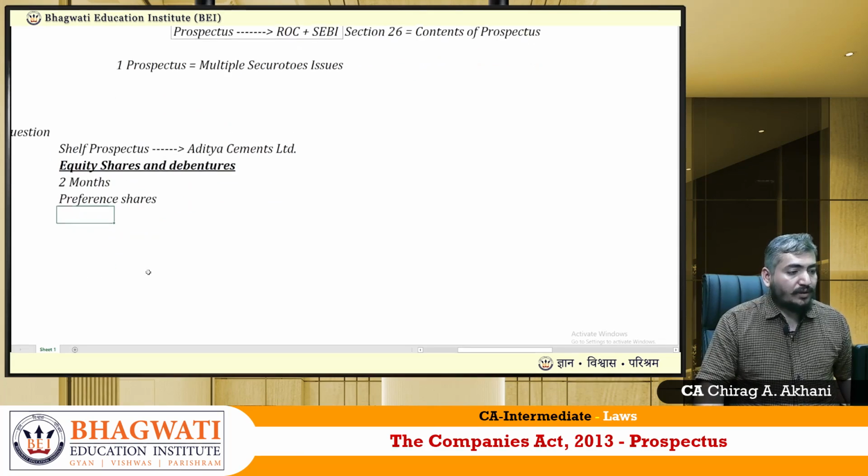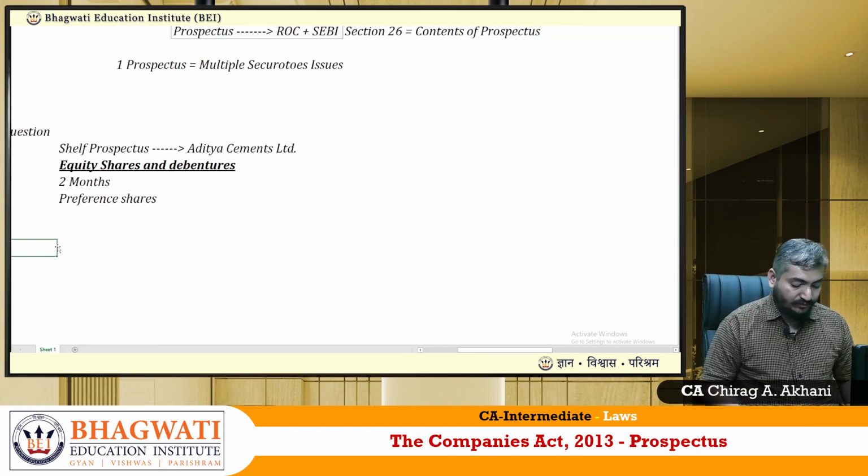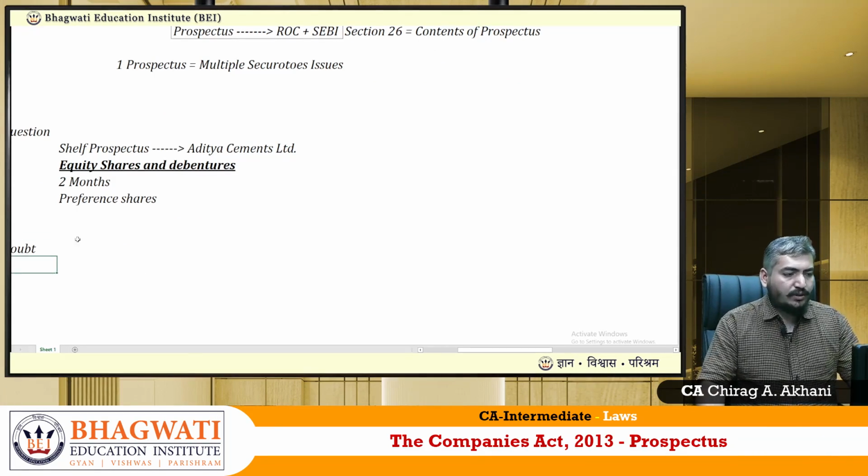Now, one more question arises sometimes in the minds of the students. What doubt sometimes arises? Some students believe that okay, fine, it is shelf prospectus. Once it is issued, we can use this for the multiple security issues. But the point is, what about those changes taken place between the two issues?